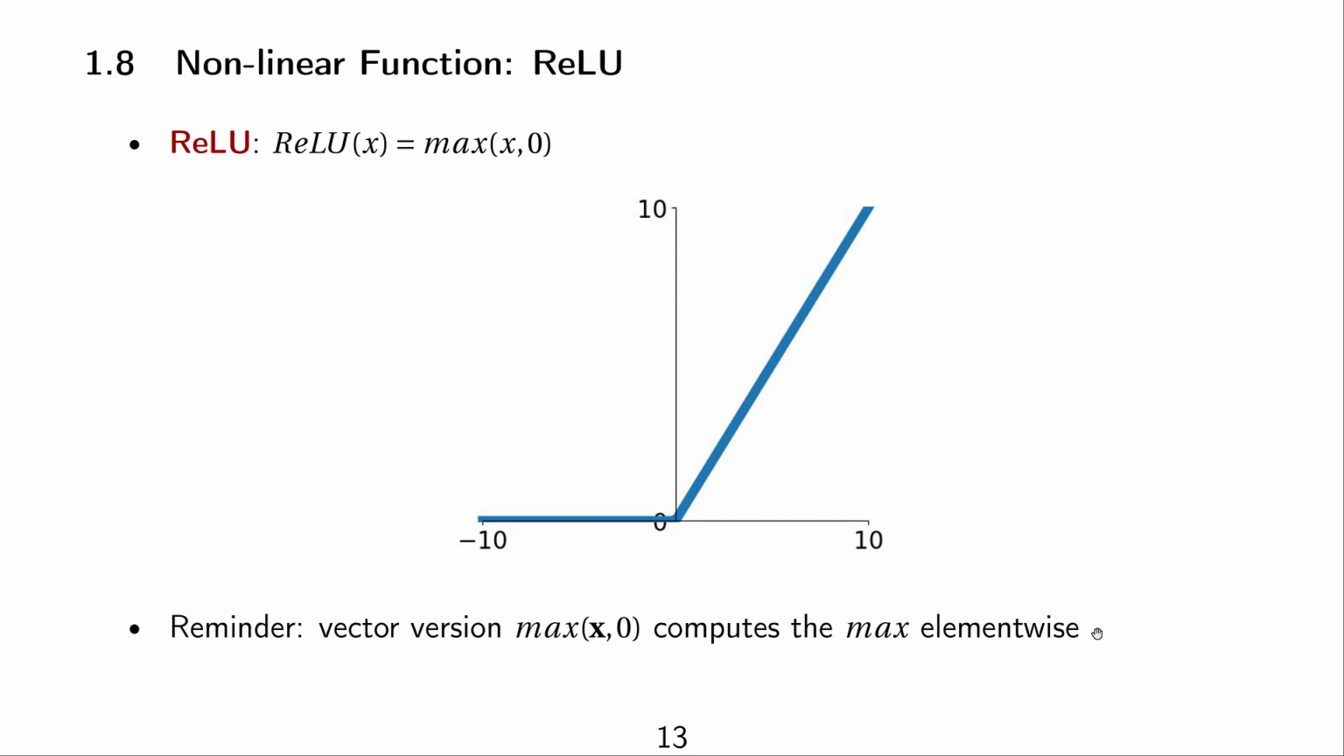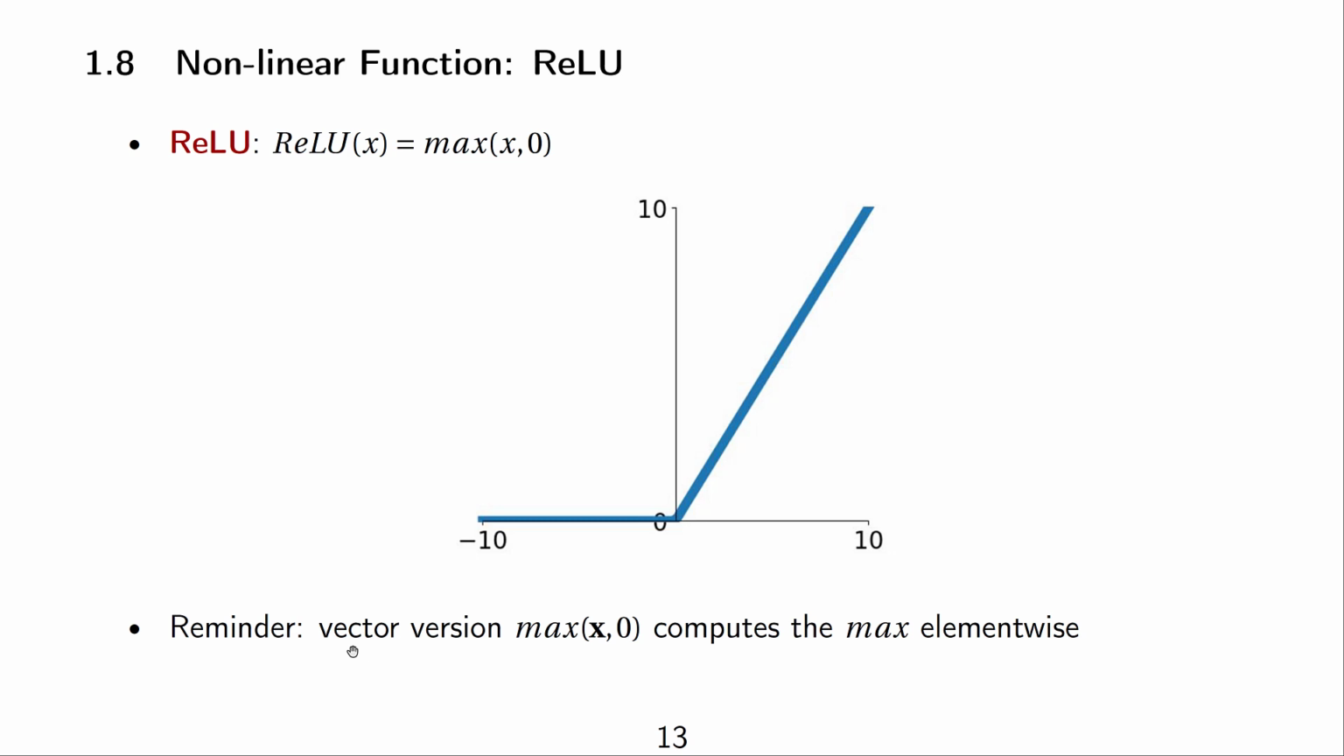This is the ReLU function, and the ReLU function, ReLU of x, equals max of x and 0. It's a very simple function that simply clamps to 0 whenever the value is smaller than 0. So whenever the input value is smaller than 0, the output will be 0. And whenever the input value is greater than 0, then it will remain untouched. So ReLU of 7 is 7, and ReLU of minus 3 is 0.